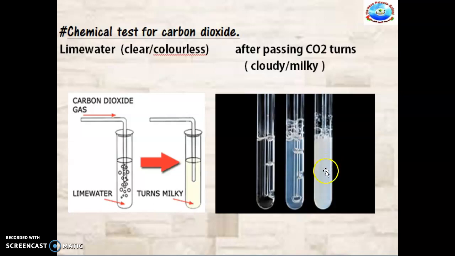So what is the difference between the first, second and third test tube? It says that in the third test tube, the lime water turns milky and cloudy because of carbon dioxide. Got it? The presence of carbon dioxide changes lime water into milky water. Let us proceed with the next.